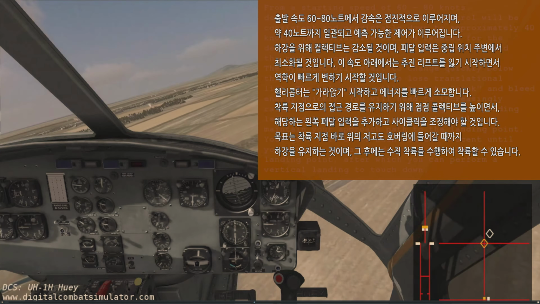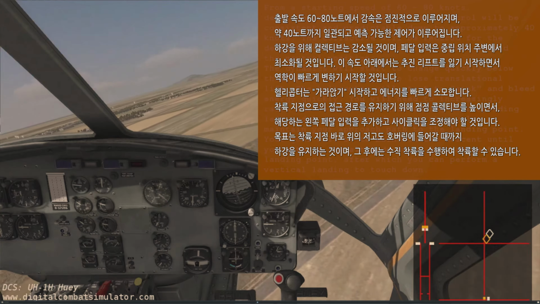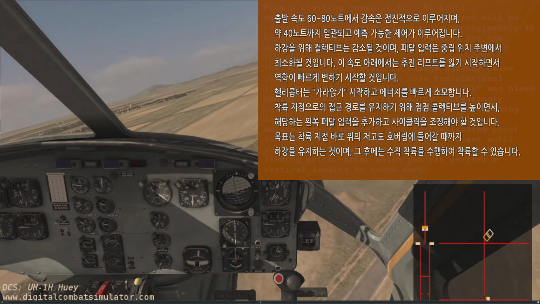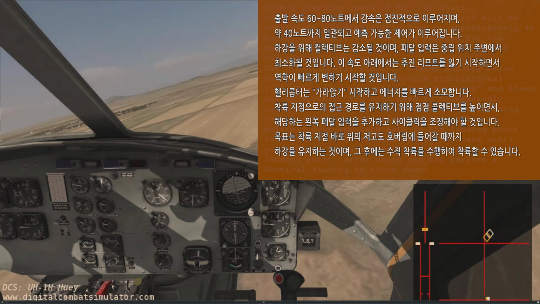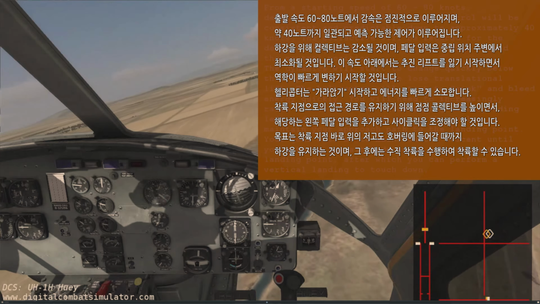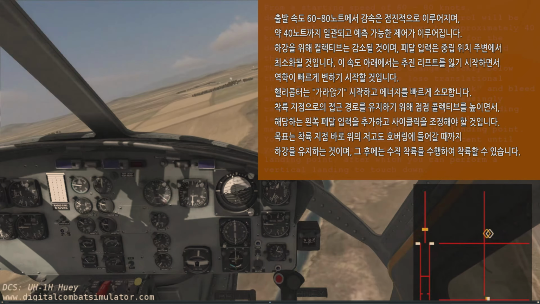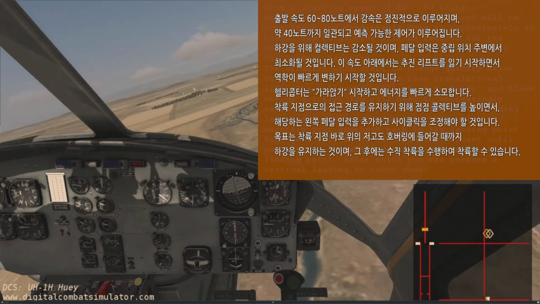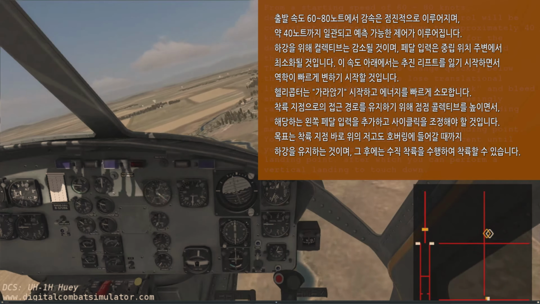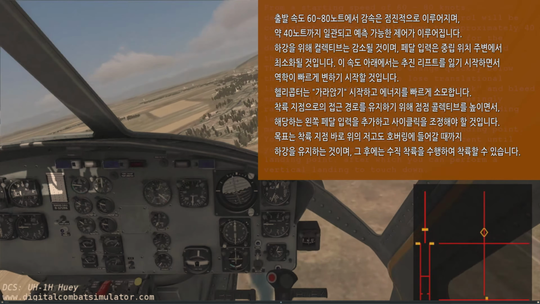You will need to increasingly raise the collective while adding corresponding left pedal input and adjusting the cyclic to maintain your approach path to the landing point. Your goal will be to maintain the descent until you enter a low altitude hover just above the landing point, after which you can perform a vertical landing to touch down.